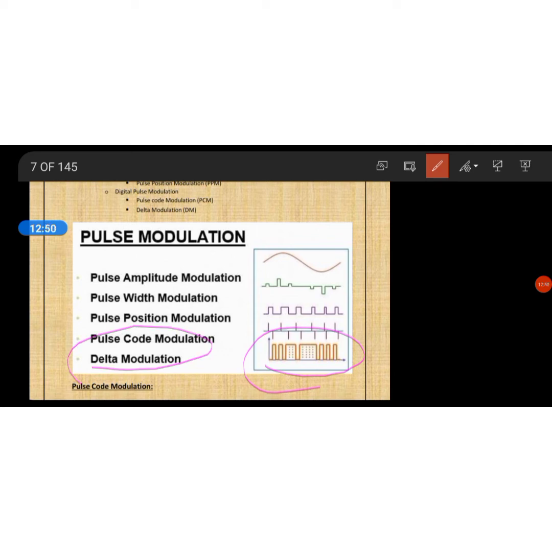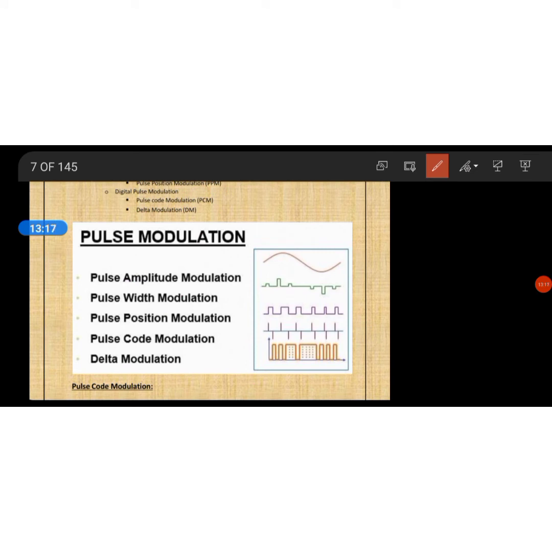Delta modulation means 1 bit per sample is encoded. Only 1 bit at a time can be coded. In delta modulation, the digital signal output will be in terms of the step size. The analog signal is sampled, and one bit at a time is produced. This is delta modulation.